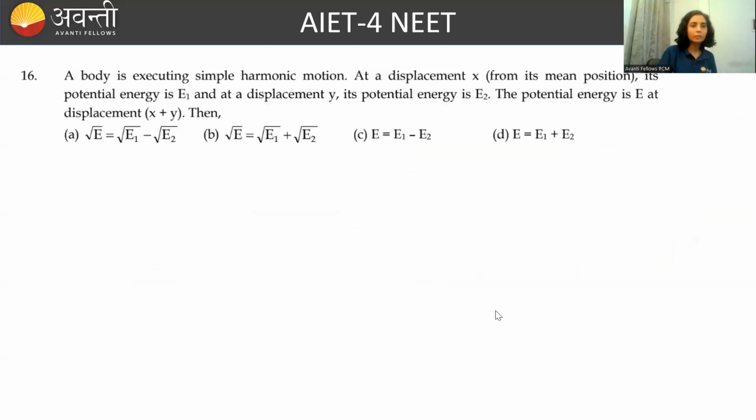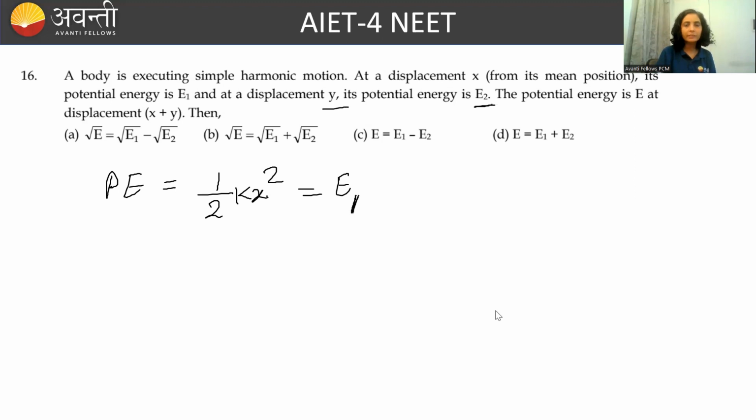So what is the next question? A body is executing simple harmonic motion. At a displacement x, its potential energy is E1. So potential energy in simple harmonic motion is written as half kx square. So for displacement x, potential energy we can write as this, E1. And at a displacement y, its potential energy is E2. So for displacement y, what will we write? Half ky square, and in the question this is equal to E2.